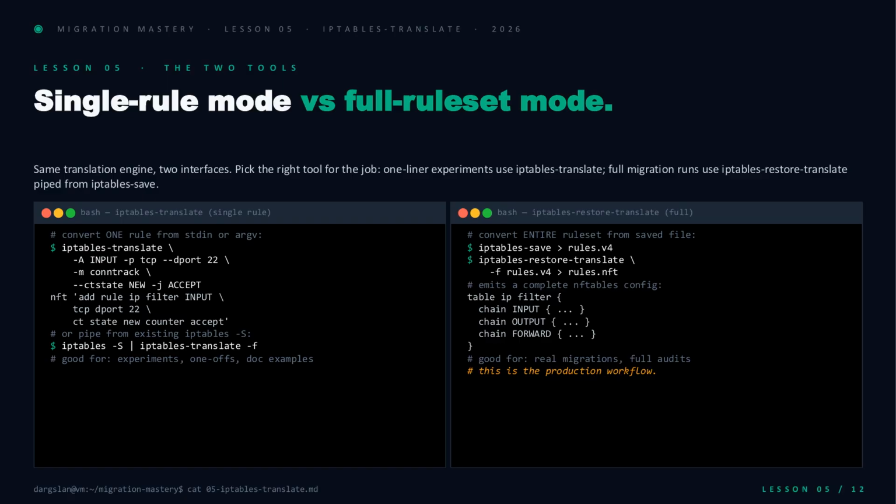Let's start by separating the 2 interfaces, because they share an engine but serve very different jobs. iptables-translate takes a single rule from argv or stdin, perfect for experiments, doc examples, or piping iptables when you're poking at one chain. iptables-restore-translate works on a full save file and emits a complete nftables config, chains and all. That second one is your production workflow. The first is your scratchpad.